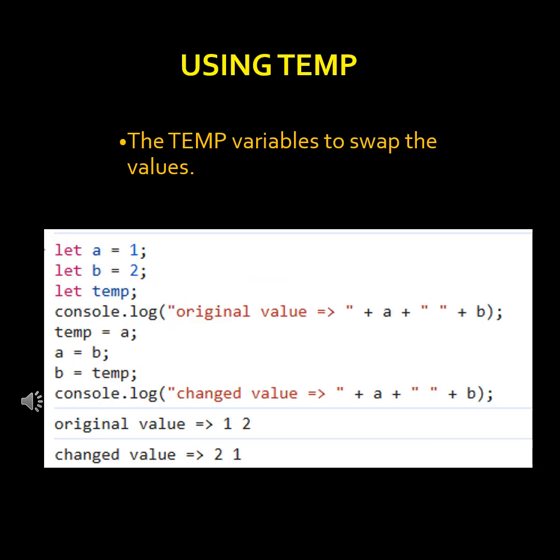The second approach is using a temp variable. Here we have two values, a equal to 1 and b equal to 2, and we have a temp variable. How we swap the values is: first put the a value in the temp, then put the b value in the a, and then put the temp value in the b. So the swapping will happen here. Now the original value is 1 comma 2 and the changed value is 2 comma 1. This is the traditional approach to swapping values.